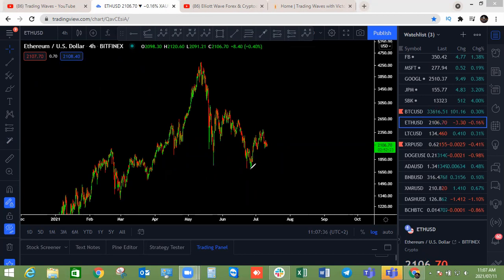But here we've got a deeper pullback. We've got 3 waves up. Looks like this is an expanding flat. We can get a move like this on Ethereum. So we can get this one pulling back to the upside.